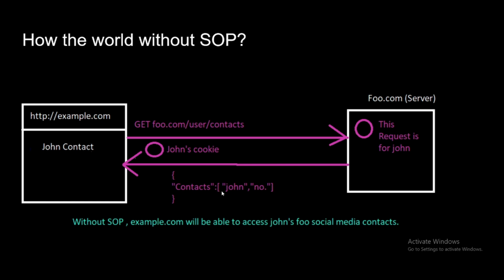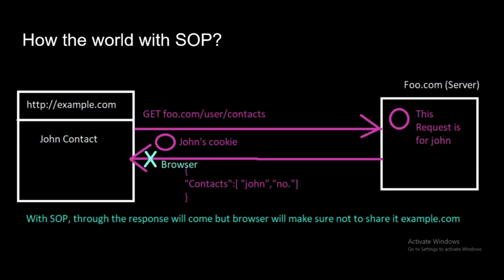Suppose now imagine if foo.com is some social media website or a banking website. What will happen then? The client can see private personal details like a mail ID, or with a banking website, the account number and some basic details. So of course this is not safe. Without SOP, example.com will be able to access John's Foo social media contacts.